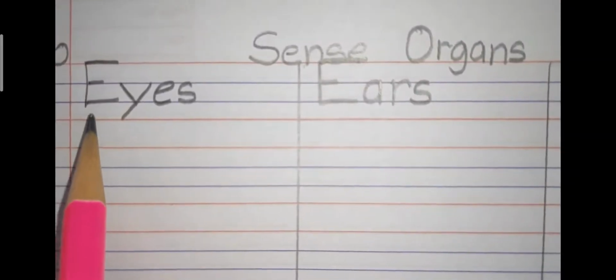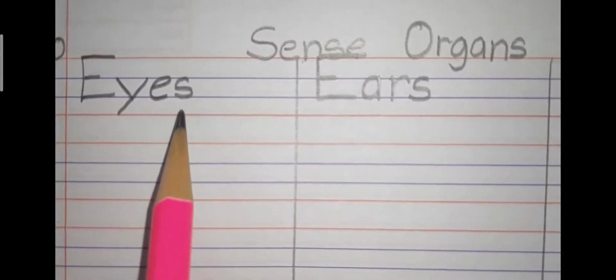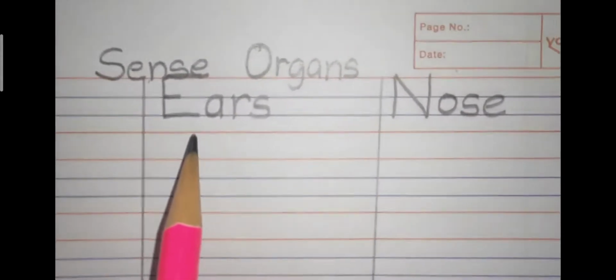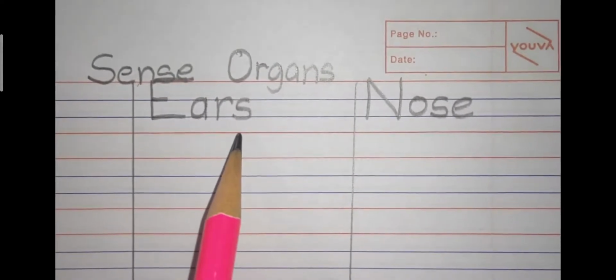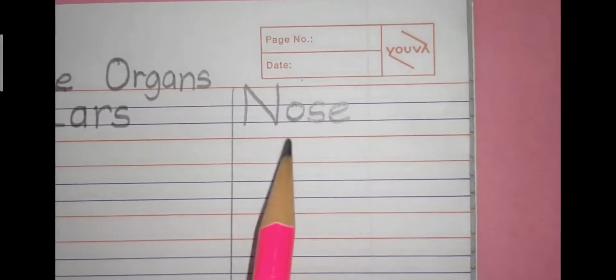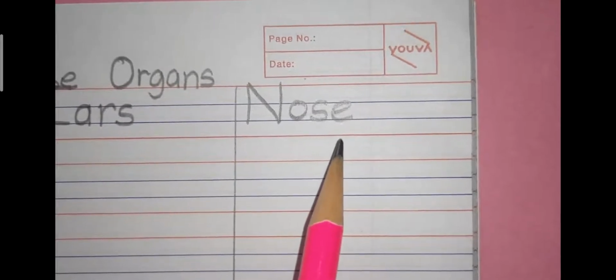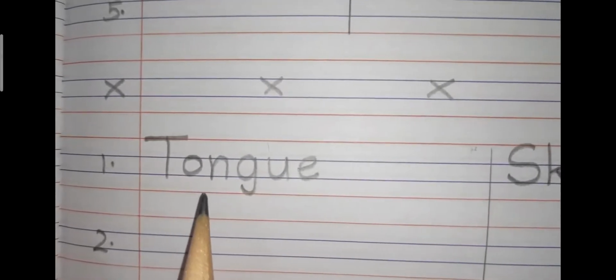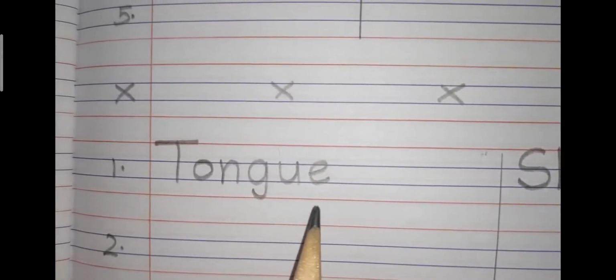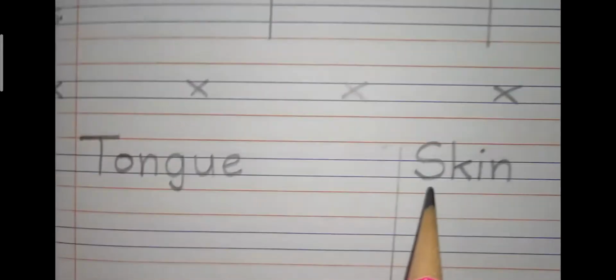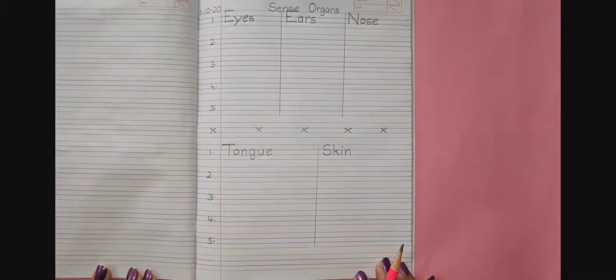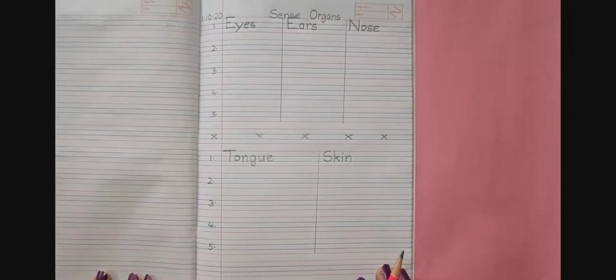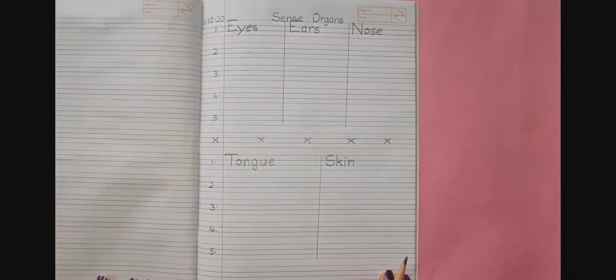Let's revise all the words. E-Y-E-S, eyes. E-A-R-S, ears. N-O-S-E, nose. T-O-N-G-U-E, tongue. S-K-I-N, skin. Children, you have to write each word 5 times like this in your notebook.